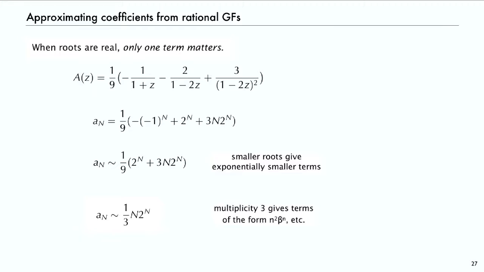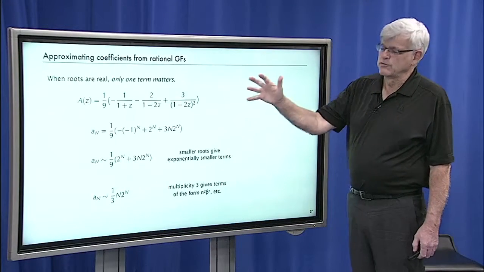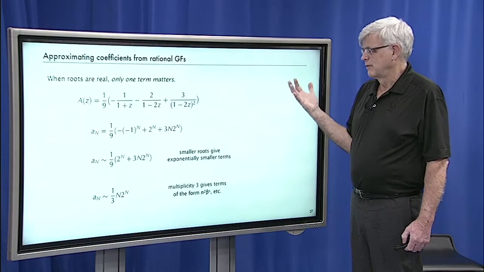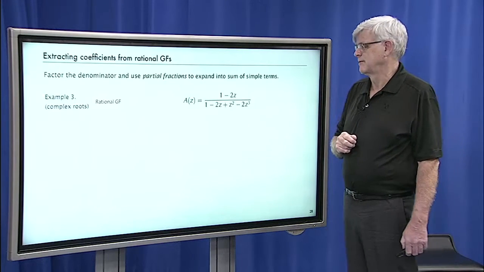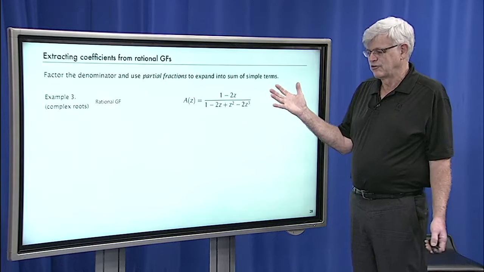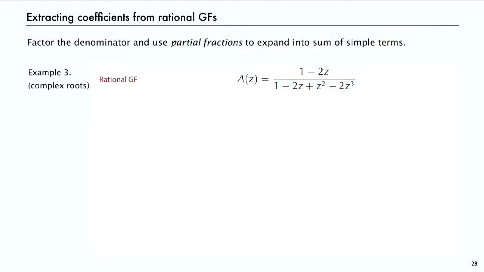If you get a root that's multiplicity 3, then you're going to have n squared times the root to the nth power and so forth. But generally, we only keep the largest term. That's when the roots are real. When the roots can be complex, it can get a little more complicated. And I'll just do an example to indicate that. I'm not going to do all possibilities in this lecture. They're certainly covered in the book, though.